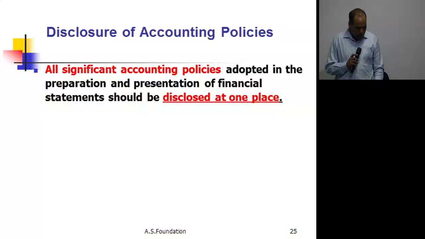Now come to the most important paragraph of AS1, and that is what this standard was actually aiming at: disclosure of accounting policy. So what are the key points to be kept in mind? The key points to be kept in mind while disclosing the accounting policy is all significant accounting policies adopted in preparing and presenting financial statement should be disclosed at one place. So in the notes to account, the companies disclose all their accounting policies at one place.